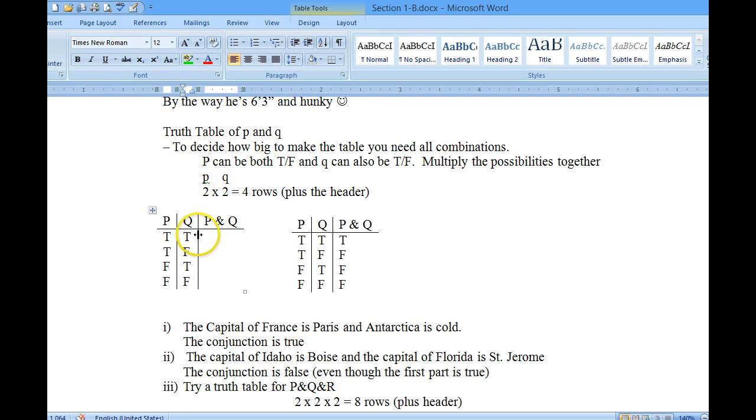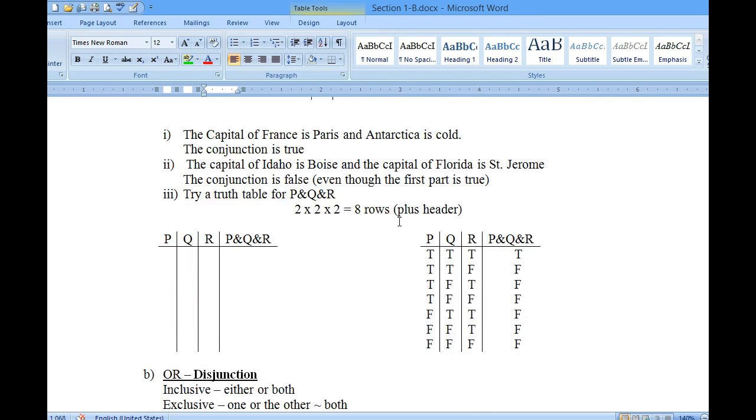Now remember, with this conjunction, to fill in this side of the truth table, they both have to be true. So if P and Q are both true, as shown here, true and true, then the conjunction is also true. The one below, true and then false, then the conjunction of P and Q has to be false because they both have to be true. And we can go ahead and fill in the rest of that because none of them are a combination of both being true.